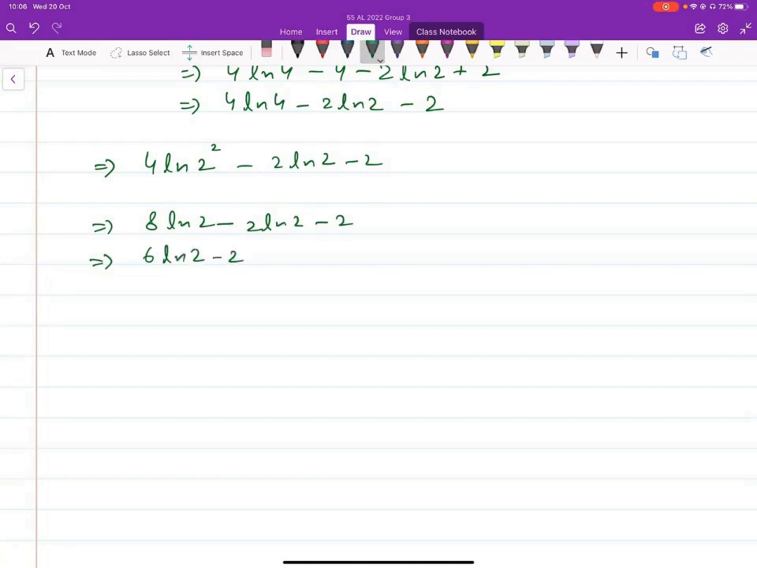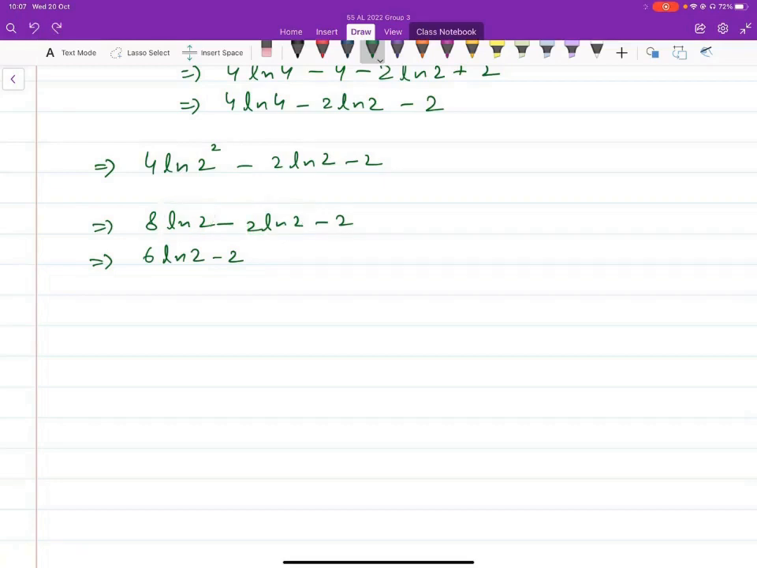So what you could do is, you have ln 2 here, you've got ln 4 here. You write 4 as 2 squared, right? And this 2 then goes outside, gets multiplied by 4, using the power rule of logs. It becomes 8 times ln 2, and then these are the like terms.